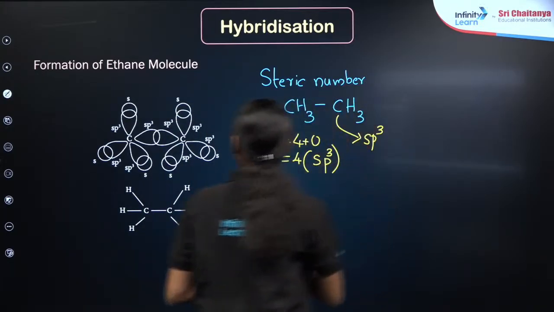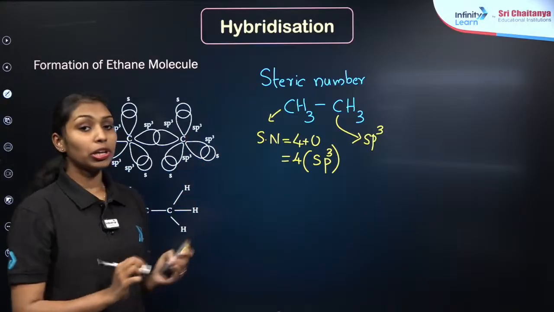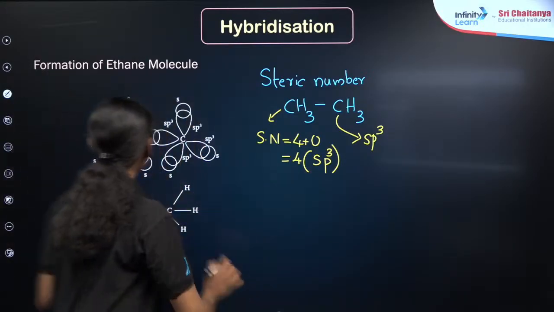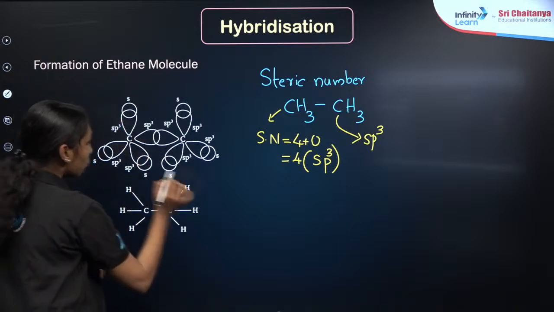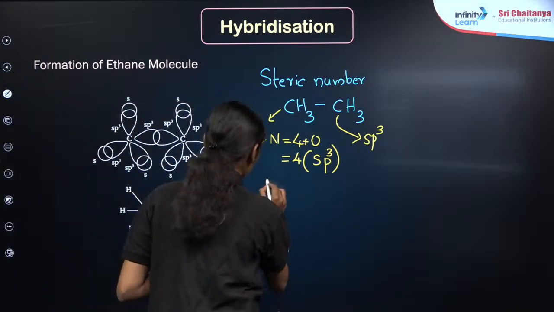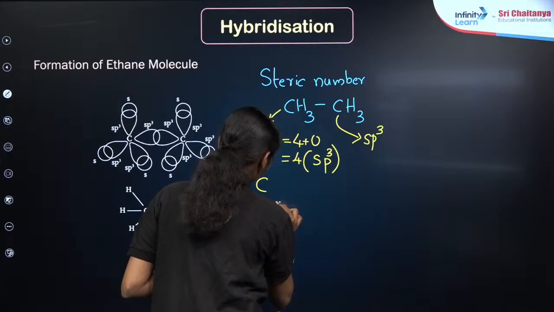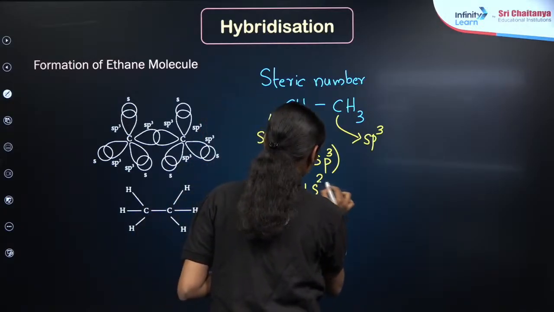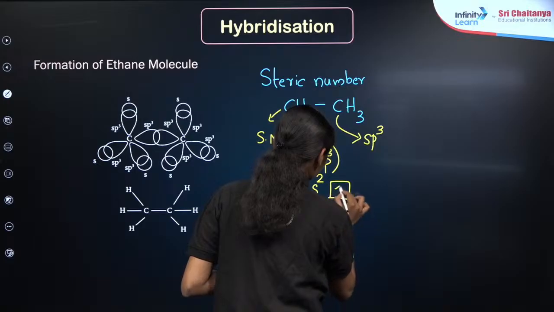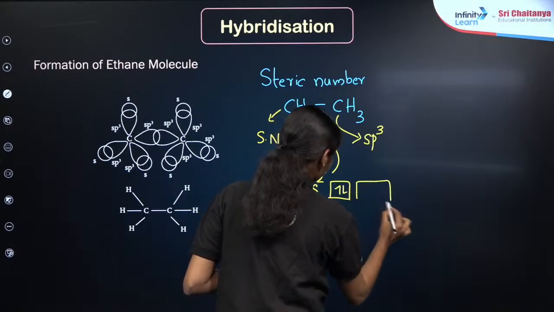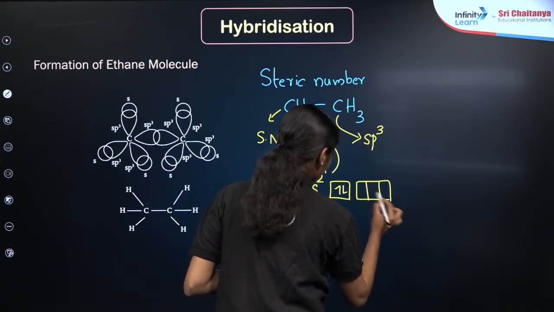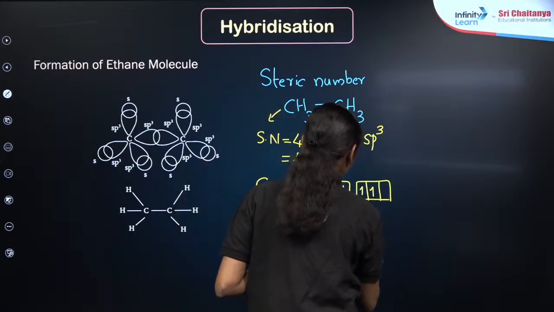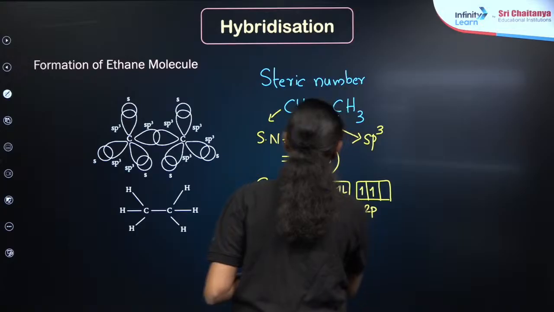So I want to draw the structure of the ethane molecule by using the hybridization. Here you can see sp3 hybridization. This will be the structure of carbon. Before that, you have to identify the electronic configuration of carbon in the ground state. I will write it as 1s2, 2s2, 2p2, right?